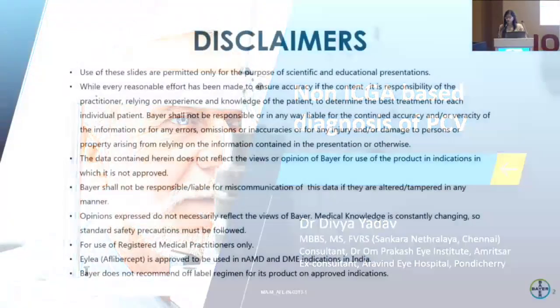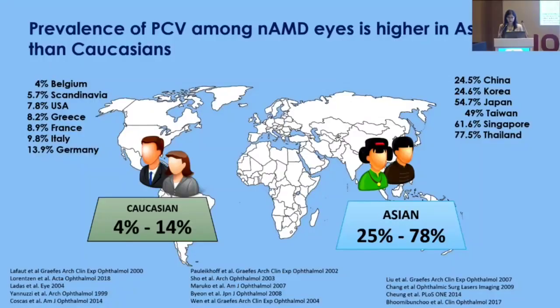So, polypoidal choroidal vasculopathy is a subtype of neovascular AMD characterized by nodular dilatations within type 1 neovascular networks that are best seen on ICG angiography. Prevalence of PCV among neovascular AMD is noted to be higher in Asians compared to Caucasians in various studies.